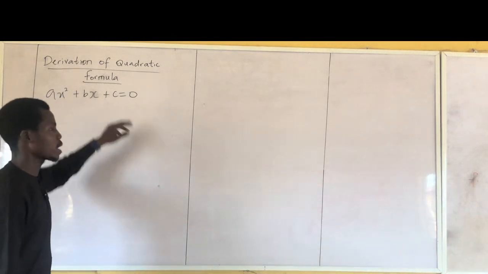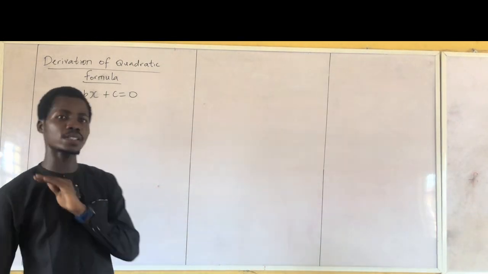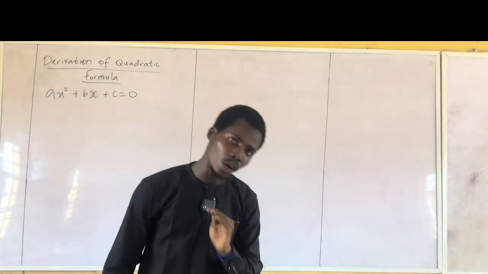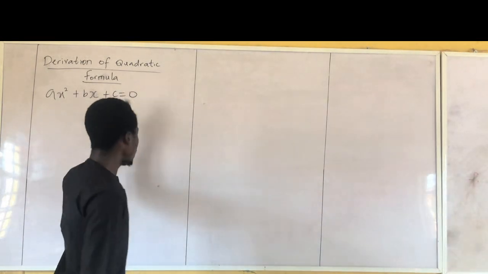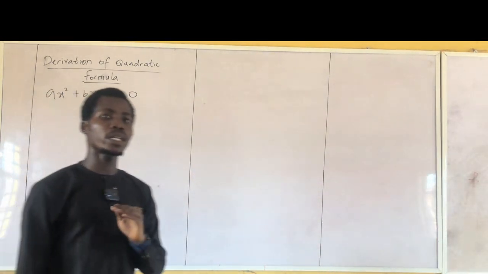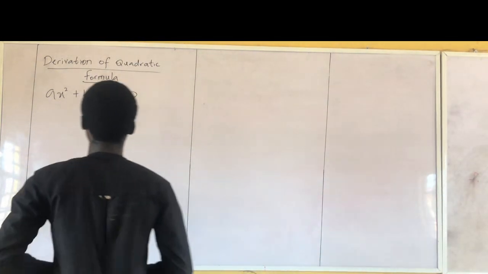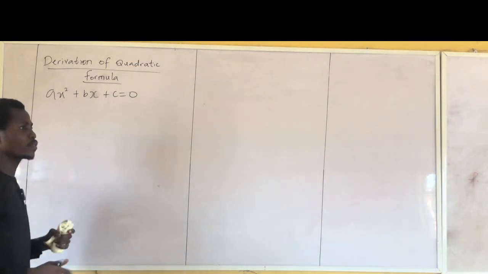Then what do we call a constant? A constant is a number without a letter. A constant is a number without a letter. So that makes it very much easier.